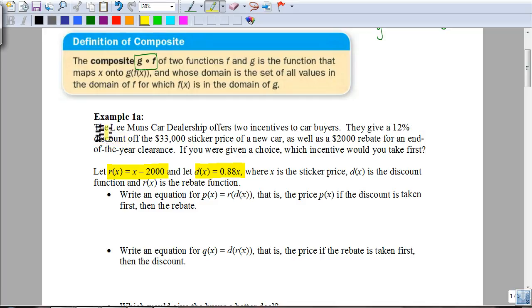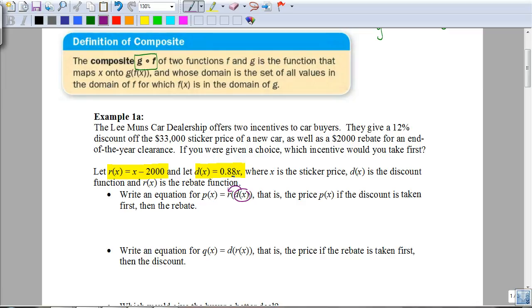Now let's look at what they're asking us to do with them. It says write an equation for P of x, so P represents the price, equals R following D of x. In other words, the price P of x, if the discount is taken first, then the rebate. So the way we're going to do that is, first off, remember we talked about this in the previous video. When it's written like this, it means that we're going to find out what D of x is first and take that value and put that inside of function R. Well, we know that D of x is 0.88x.